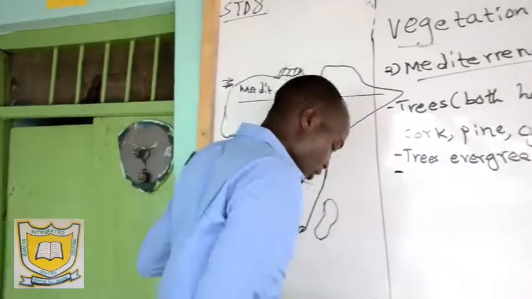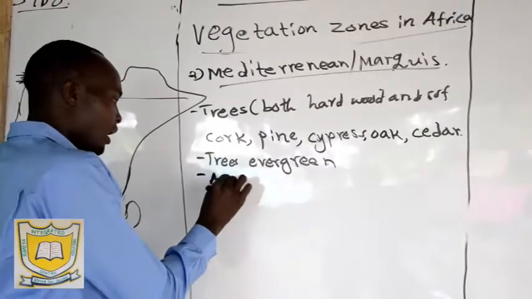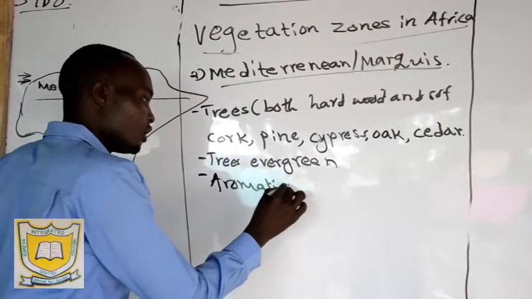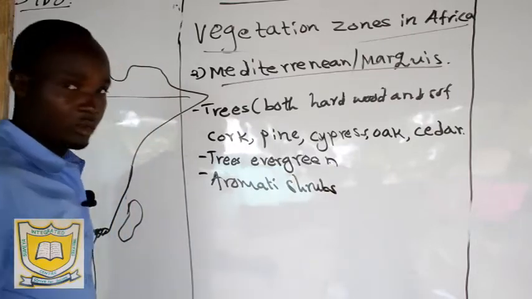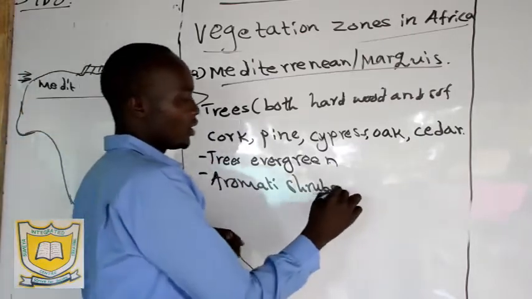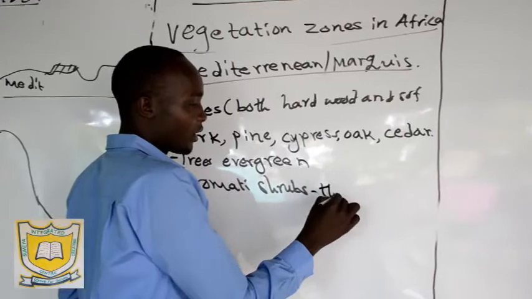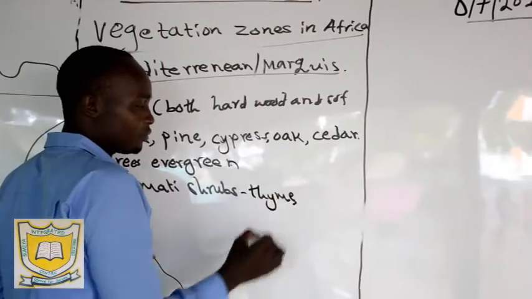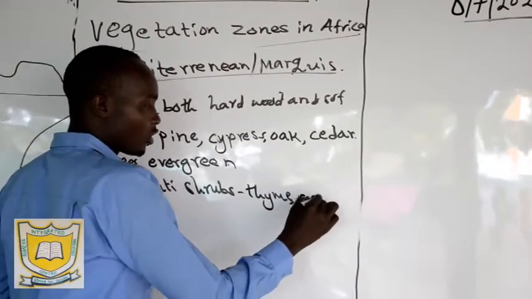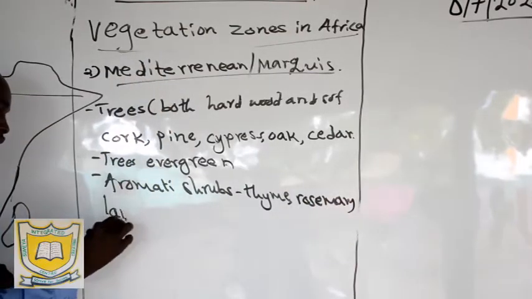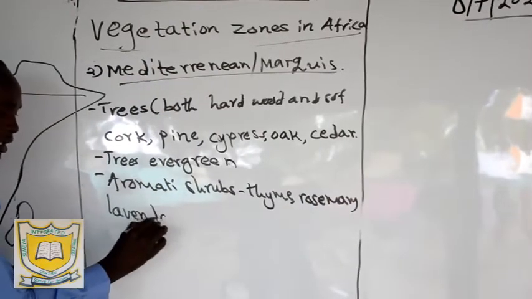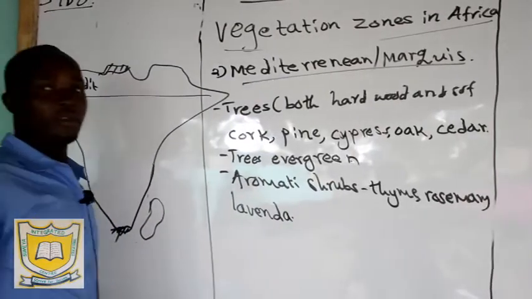And then we have what you call aromatic shrubs. When you move inside this forest, we have aromatic shrubs. Examples of aromatic shrubs are thyme, rosemary, and then another one called lavender. So these are examples of these shrubs.